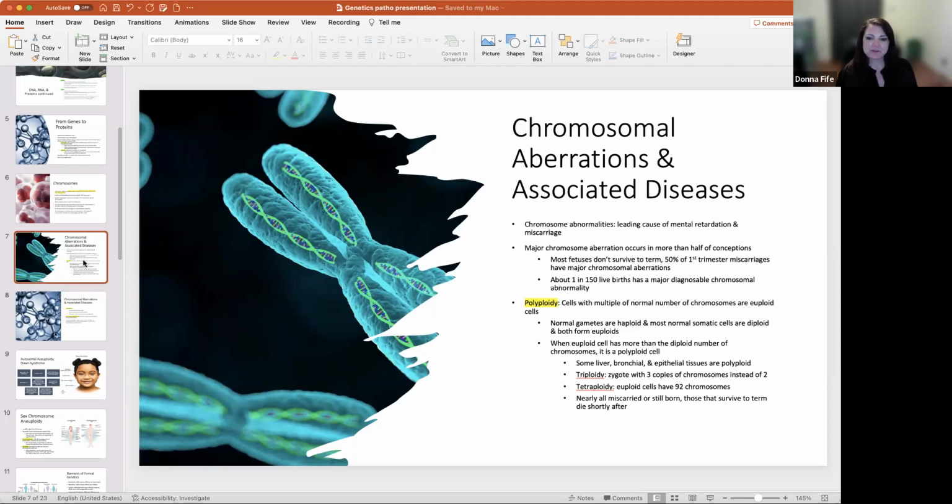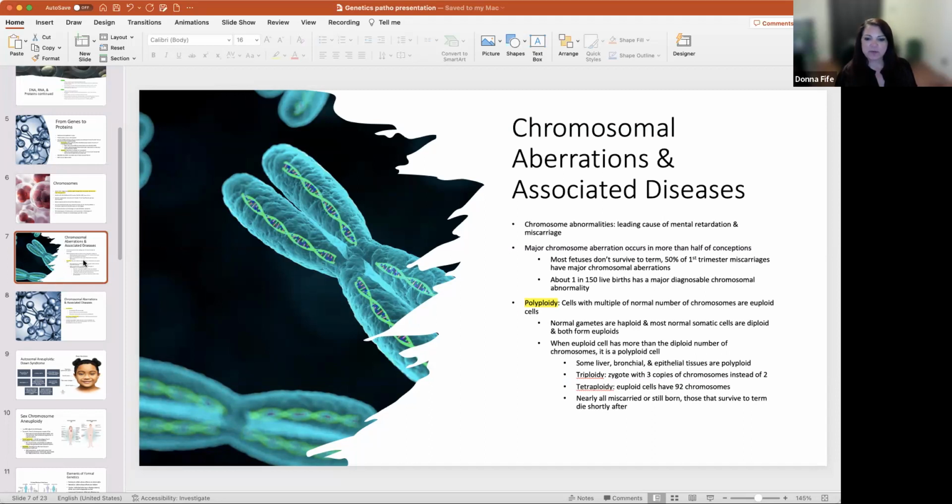Polyploidal cells with multiple of normal number of chromosomes are euploid cells. Normal gametes are haploid, and most normal somatic cells are diploid, and both form euploids. When euploid cell has more than one diploid number of chromosomes, it's called a polyploid cell. Now, some liver, bronchial, and epithelial tissues are polyploidal.